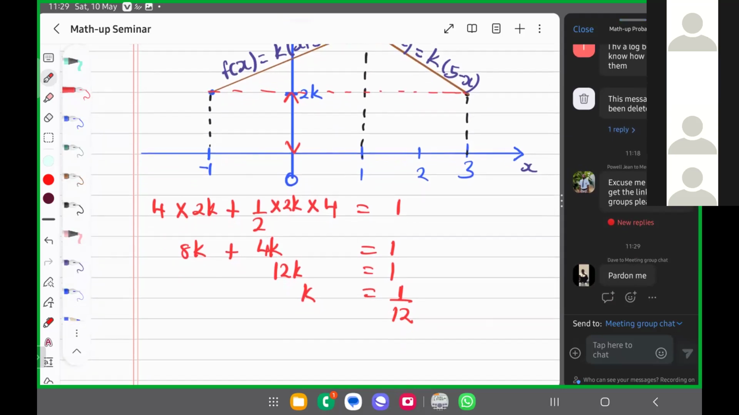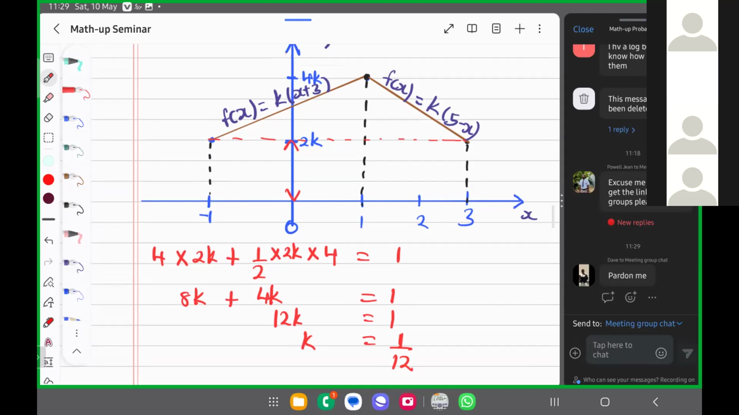We got the value of k by calculating the area under that graph. I use the area of this rectangle here. Its length is 4. If I get the distance between -1 and 3 on the x-axis, it's 4, and its width is 2k. The difference between 0 and 2k is 2k.